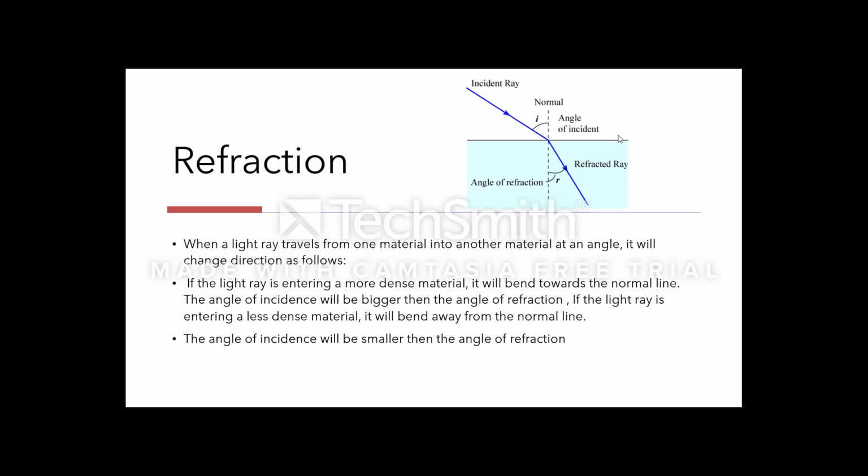If the light ray is entering a less dense material, it will bend away from the normal. The angle of incidence will be smaller than the angle of refraction.